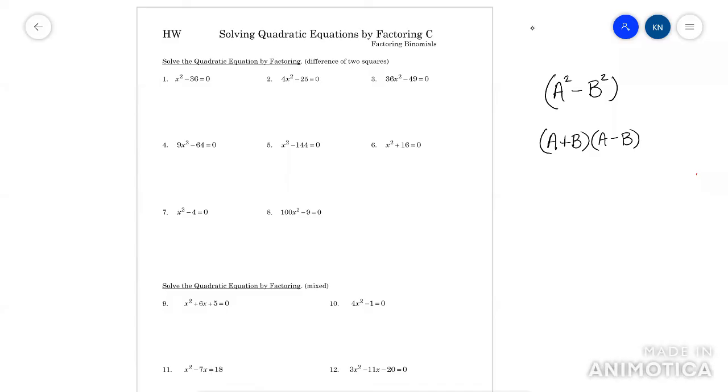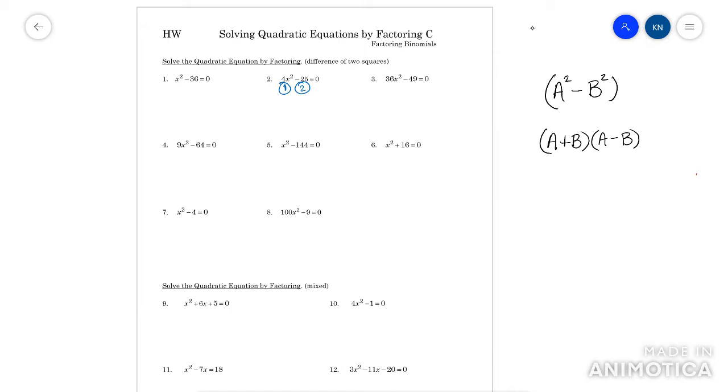Okay, this video is going to go over solving quadratics when they're difference of squares. You can tell that it's a difference of squares because it's going to have just two things. So like 4x squared minus 25 has two items. It's a binomial. You have the 4x squared part and you have the minus 25 part.